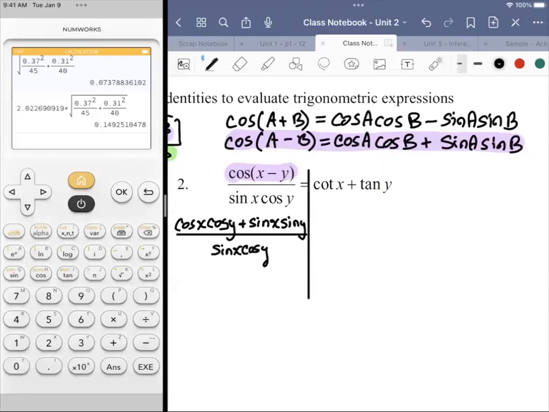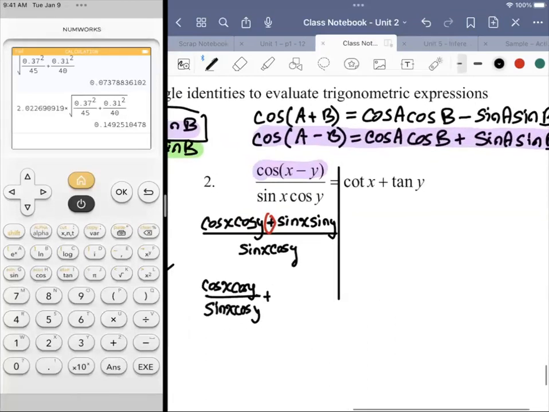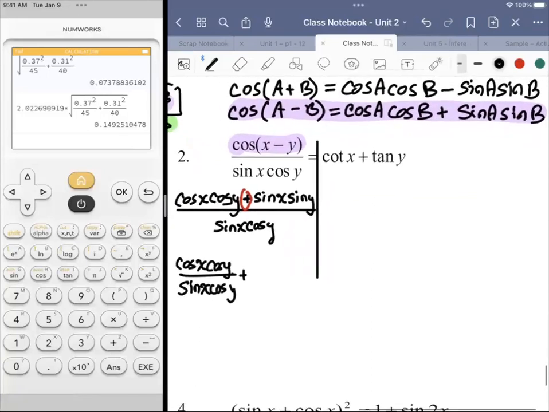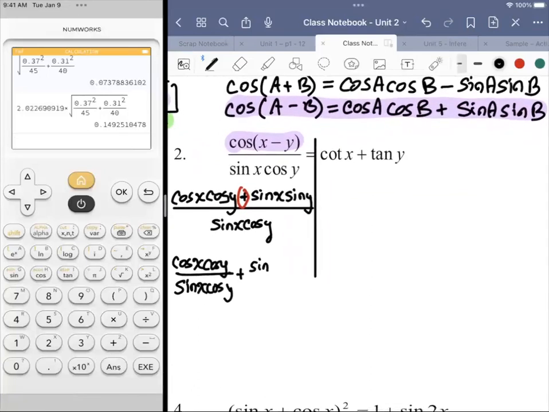Now, this goes back to what I was talking about on the previous page. You have a fraction with a plus sign on the top. You can break up the fraction by that plus sign. Right? So this would become cosine X, cosine Y over sine X, sine Y. Sorry, sine X, cosine Y. Plus sine X, sine Y over sine X, cosine Y.